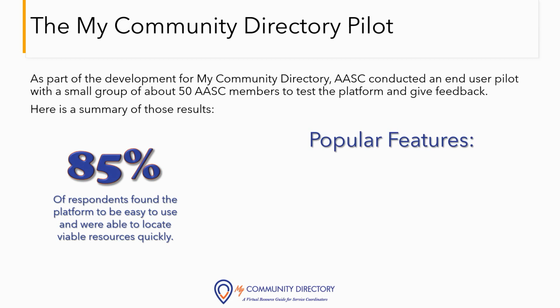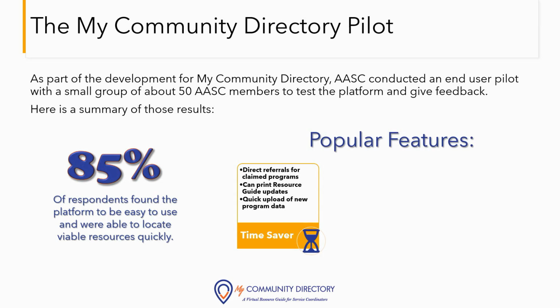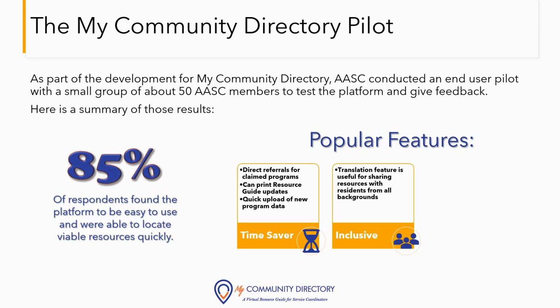Some of the more popular features highlighted during this pilot were time-saving aspects, such as making direct referrals within the platform, printing information to update resource guides quickly, and really the simple process of uploading program information into My Community Directory. This platform is very inclusive. One of the best inclusive features that it offers is translation. You can translate resource information into dozens of languages, increasing access for residents from all backgrounds.